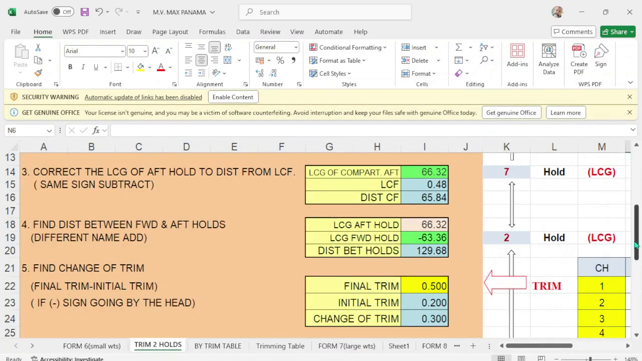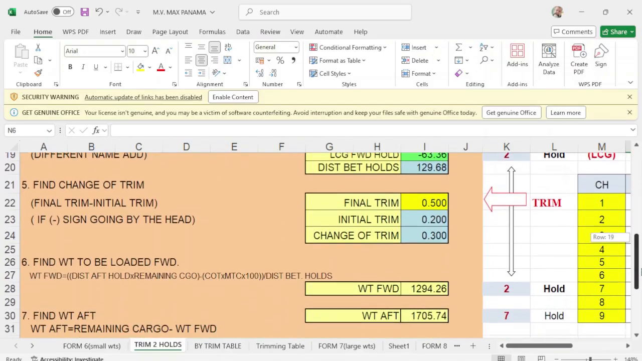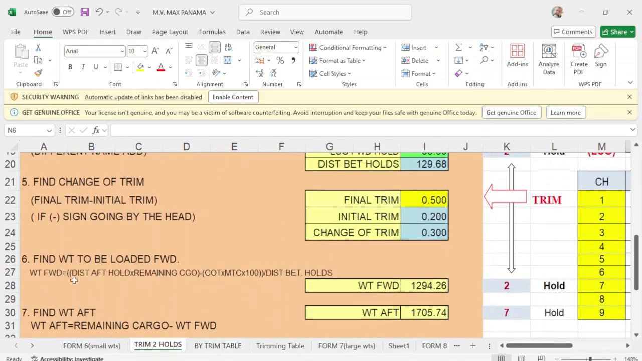We go to number 6. In number 6, find the weight to be loaded forward. So for weight forward, this is the formula, and to find the weight up, this is the formula. In Excel, I made it into Excel, which is this one.